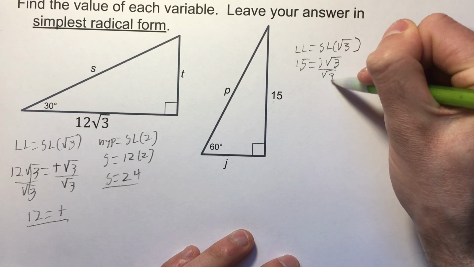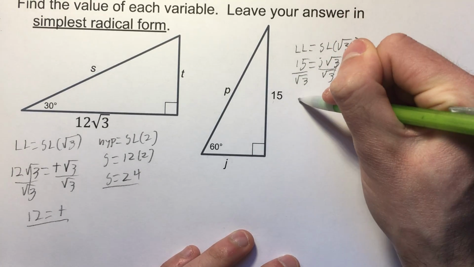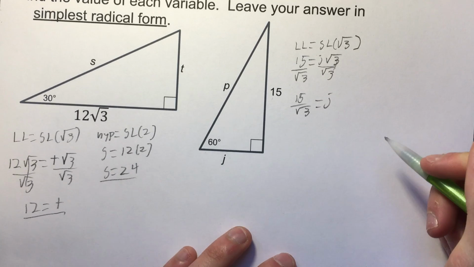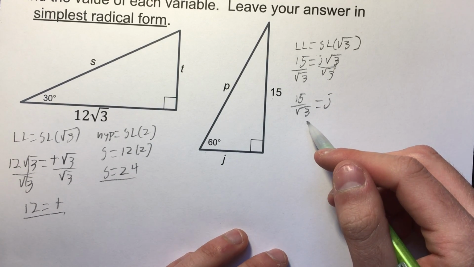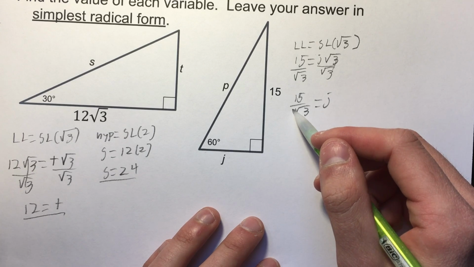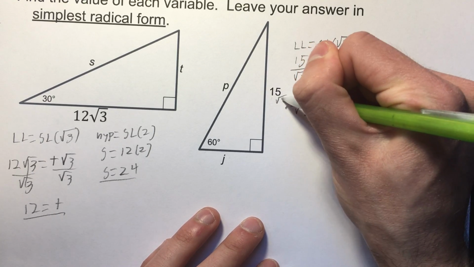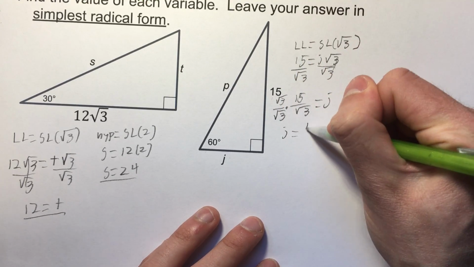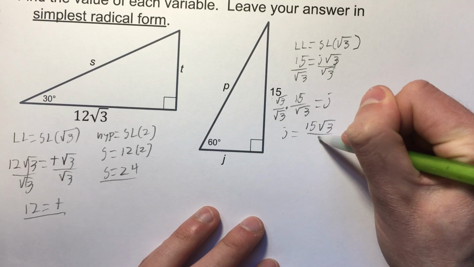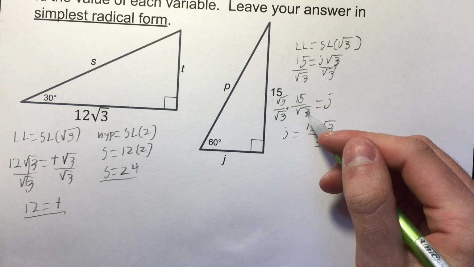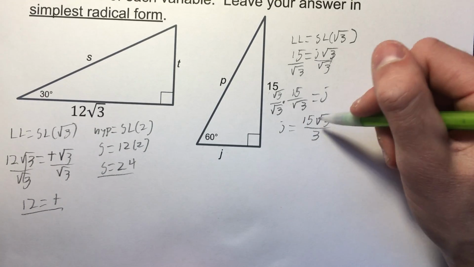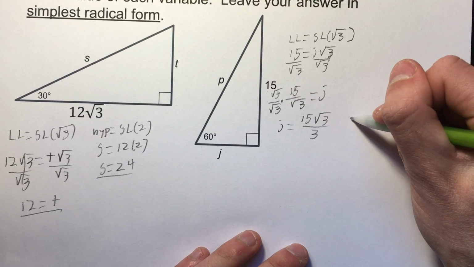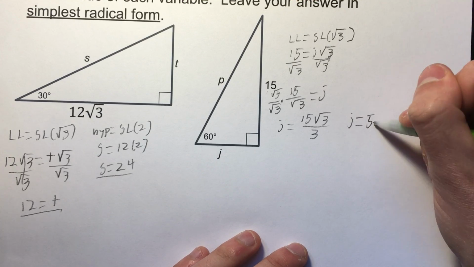So we're just going to divide both sides by the square root of 3. We're left with 15 over root 3 equals j. Is this in simplest radical form though? It's not, because we have a radical in the denominator. To get rid of that, we're just going to multiply this by root 3 over root 3. So we're left with j equals 15 root 3 over 3, because root 3 times root 3 is root 9, and the square root of 9 is 3. Then we can simplify this further, because 15 divided by 3 is 5. So j is equal to 5 root 3.